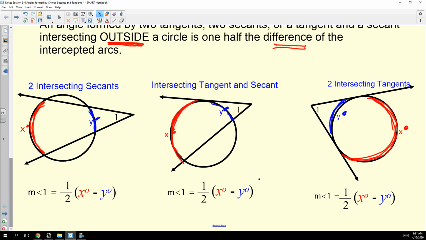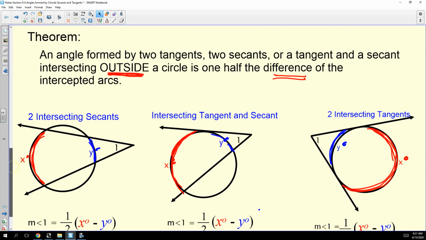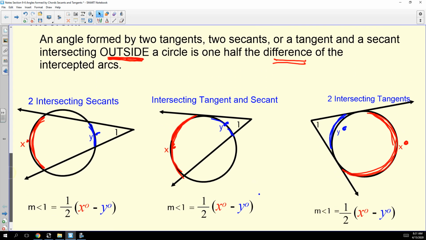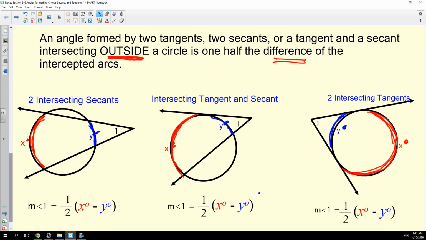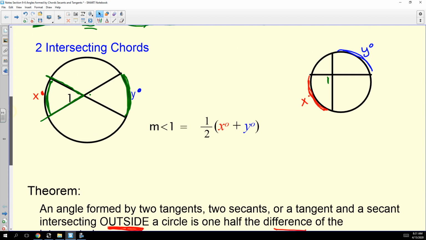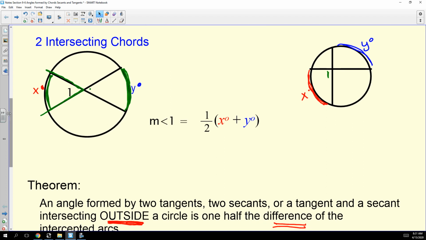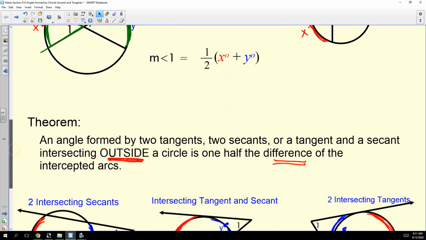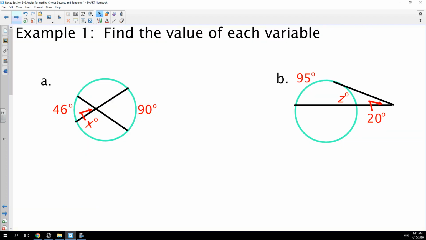Let's practice some problems involving applying these two theorems that we have. Remember, again, that an angle formed outside the circle by two tangents, two secants, or a tangent and secant is half the difference of the intercepted arcs, the further arc minus the one that's closer. And then an angle formed inside a circle is half the sum of the intercepted arcs. Okay, so that's going to be the important thing to remember.